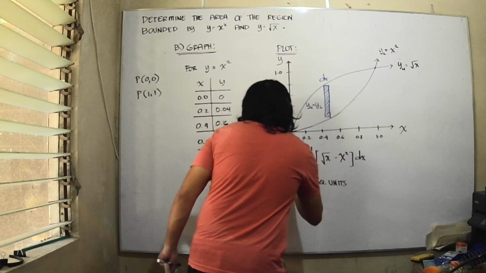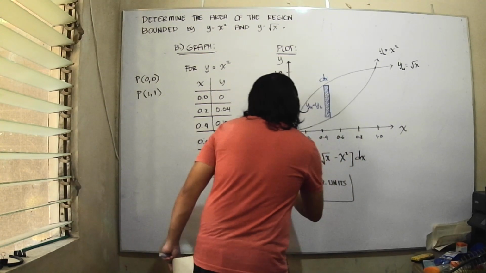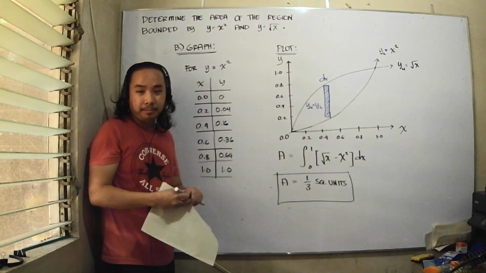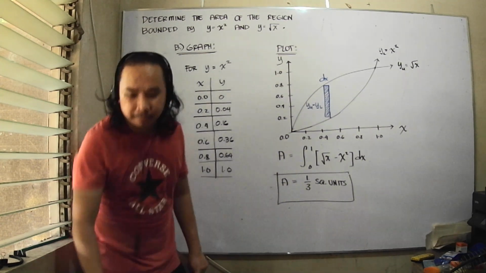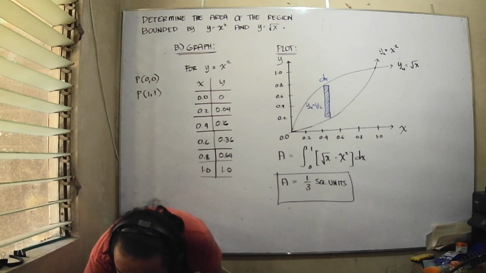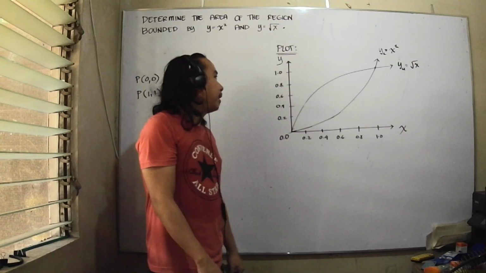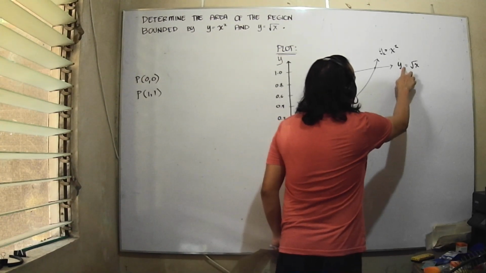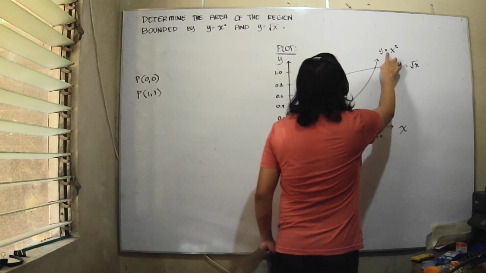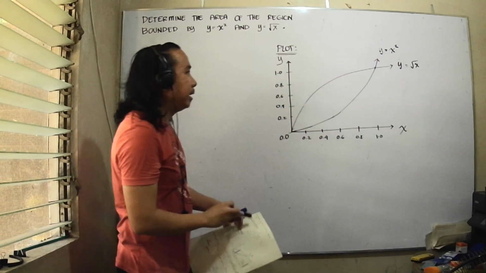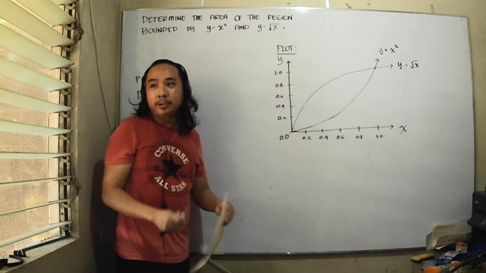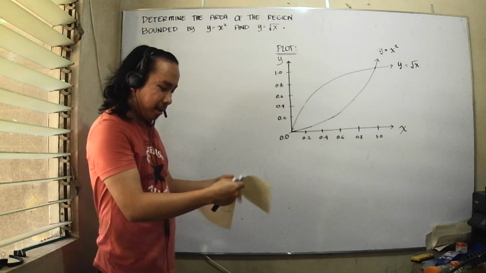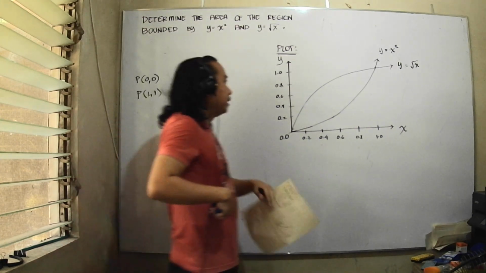Okay, get it? Okay, what if we try it differently? I tried solving this using vertical strips, but what if we try using horizontal strips instead? I think it's still possible though.